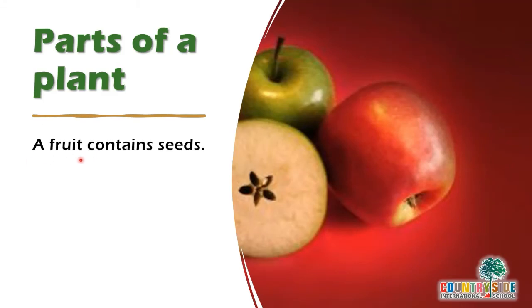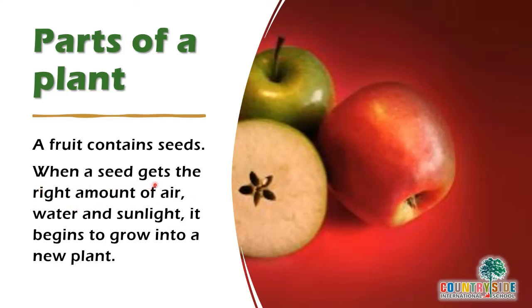When a flower becomes a fruit, it contains seeds. You find most of the fruits have seeds inside. When a seed gets the right amount of air, water and sunlight, it begins to grow into a new plant. Yes, children, when we put this seed into the soil, if we give it water properly, if it gets enough amount of air and sunlight, it again grows into a new plant. So such a small seed can grow into a new plant.